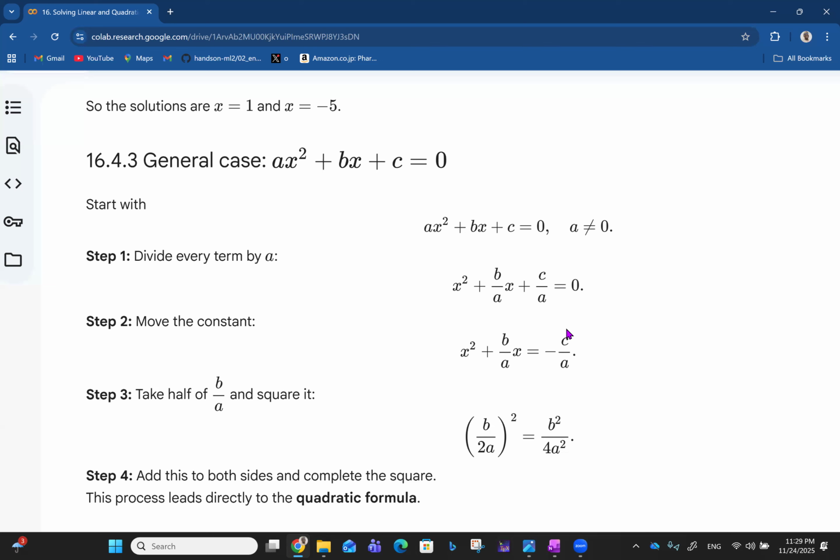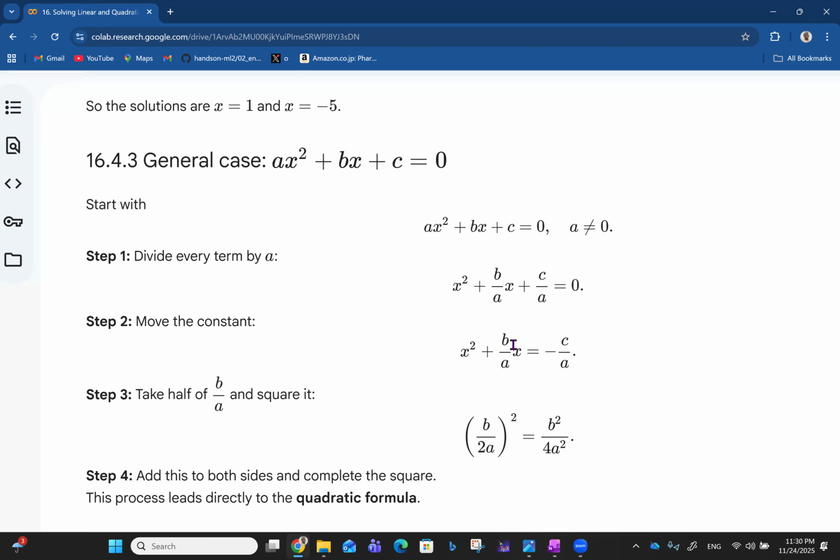So you have minus c over a here. So x squared plus b over ax equals minus c over a. So take half of b over a and square it. So you have b over a now, take half of it, that's b over 2a. Right? That's half times b over a. That's b over 2a. And then if you square it, you get b squared over 4a squared. Then you can add this to both sides and complete the square.